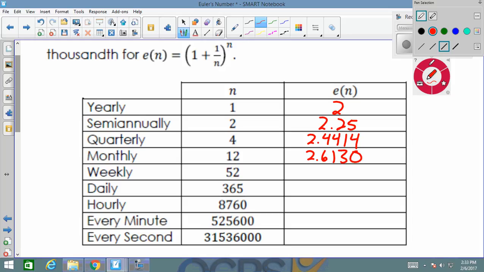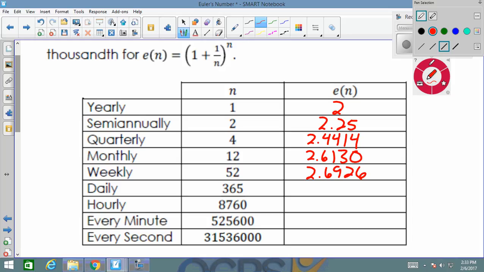Okay, then we're going to do it weekly, so 52, so 1 divided by 52. Then we're going to add 1 to it. Then we're going to raise that to the 52nd power. That gives me 2.6926. We're going to do 4 decimal places. So you can see it's slowly slowing down here.